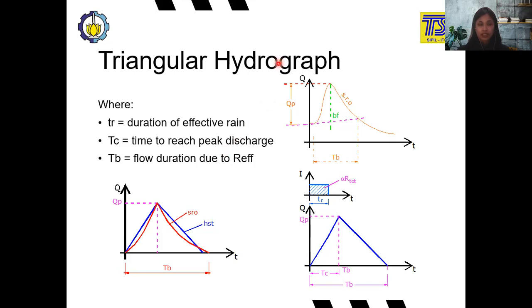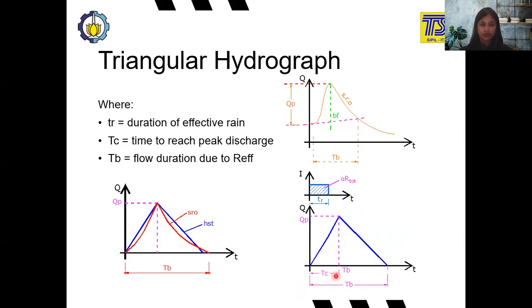Using this triangular hydrograph, usually in the problems the hydrograph is not known, but Tc, Tb, and Tr are known. So for example, you get a Tc of 2 hours and a Tb of 4 hours. From that you can already conclude that it should be a triangular hydrograph. It will be different if there is a different Tr, like it can be a trapezium hydrograph, but in this case it's not like that.